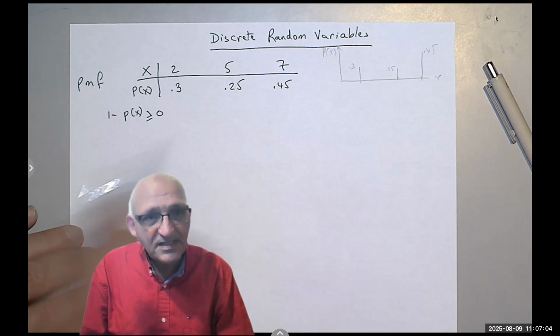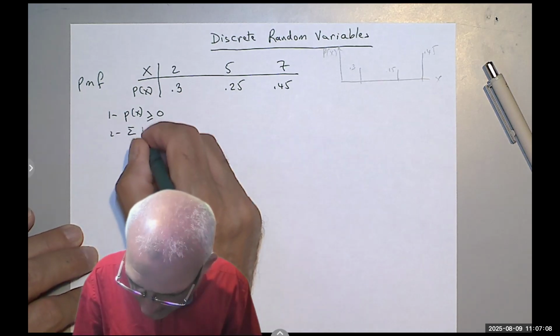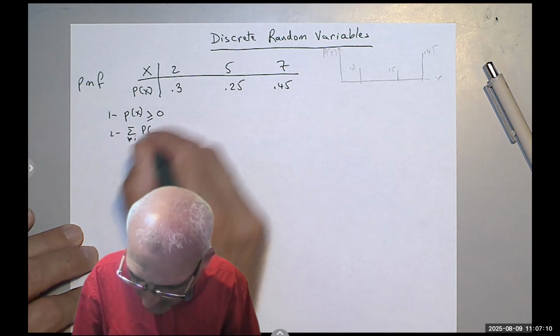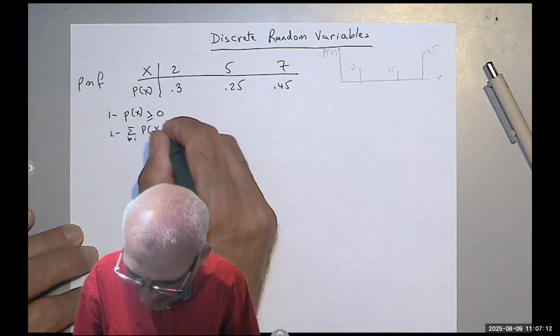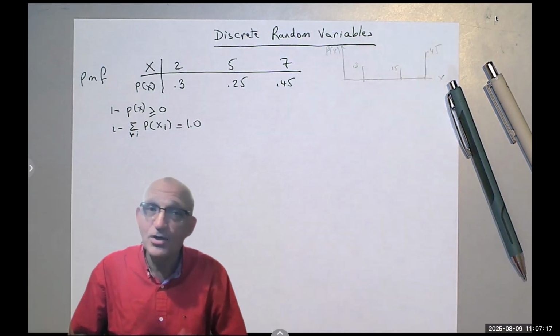So we say the probability cannot be negative, and then the summation over all i of the probability of x sub i adds up to exactly 1. I can't have a probability more than 1.